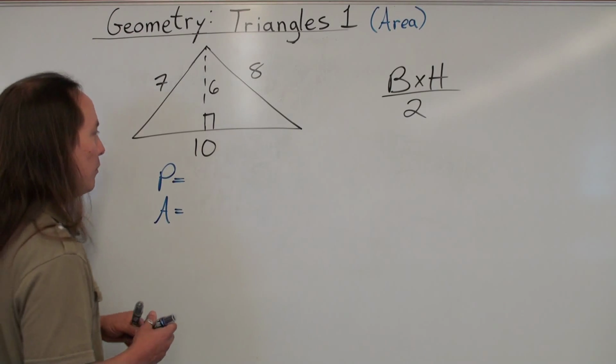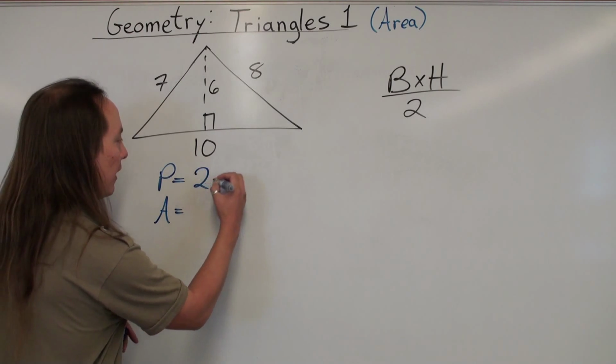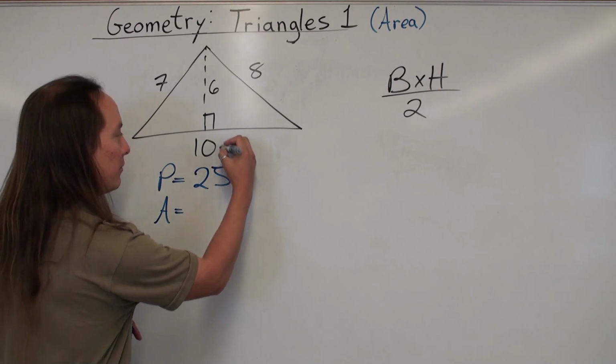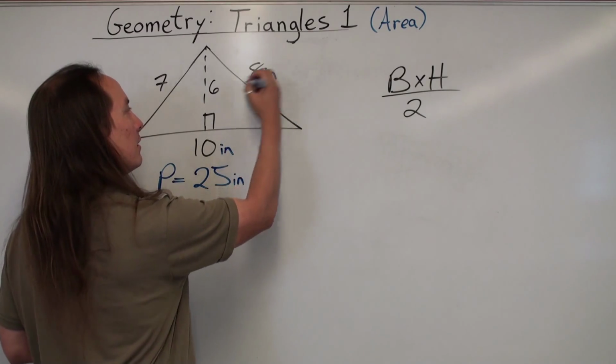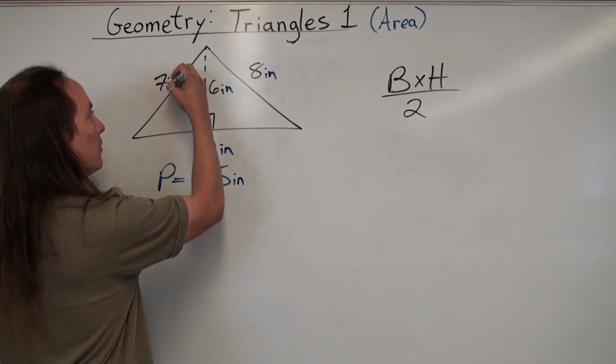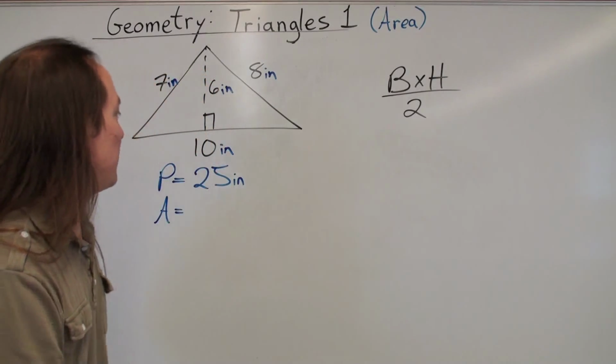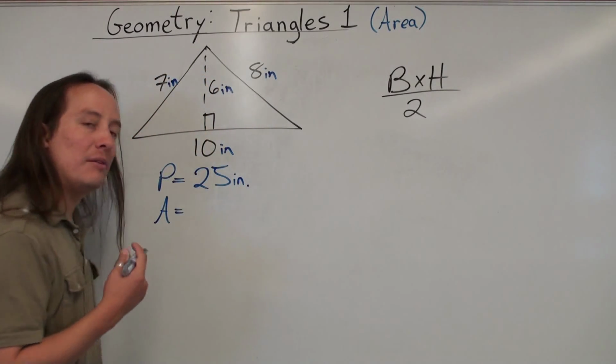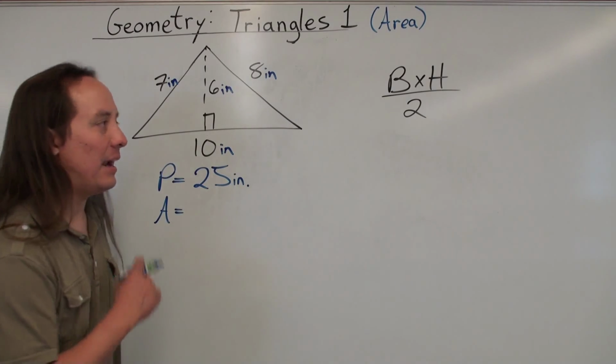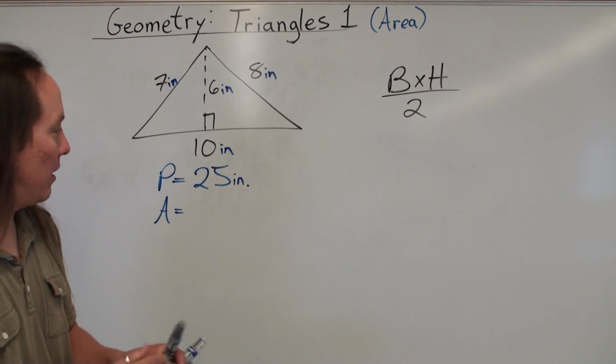Okay, so the perimeter would be, oops, and again, I always forget. Let's call this one inches. I always forget to put my units, but I think you guys are starting to understand that. That's a very typical thing that I tend to do. So anyway, perimeter is 25 inches. Now the area, let's focus more on the area.